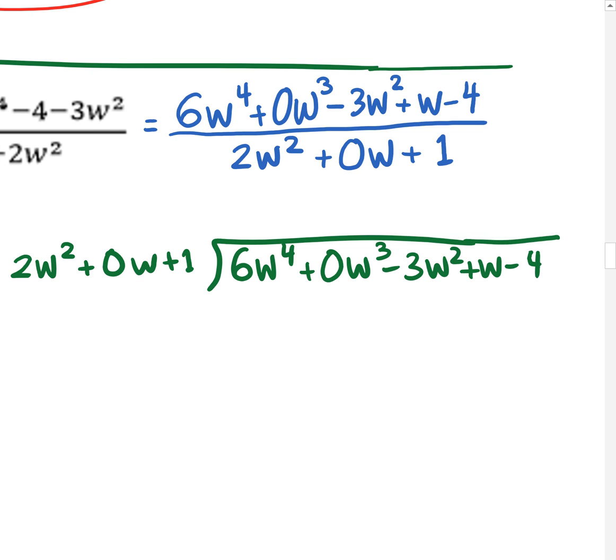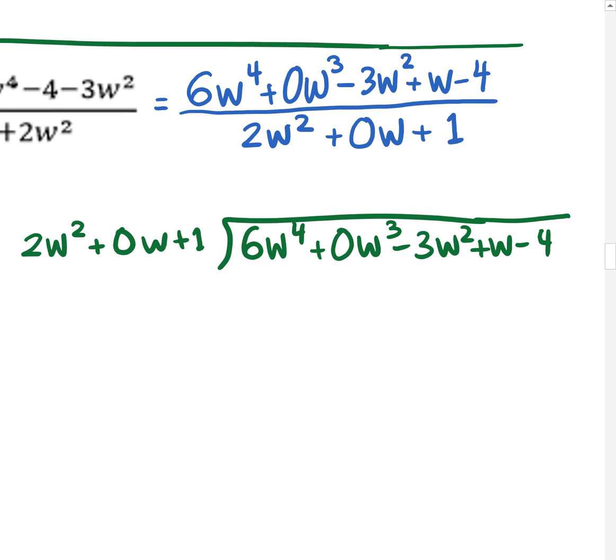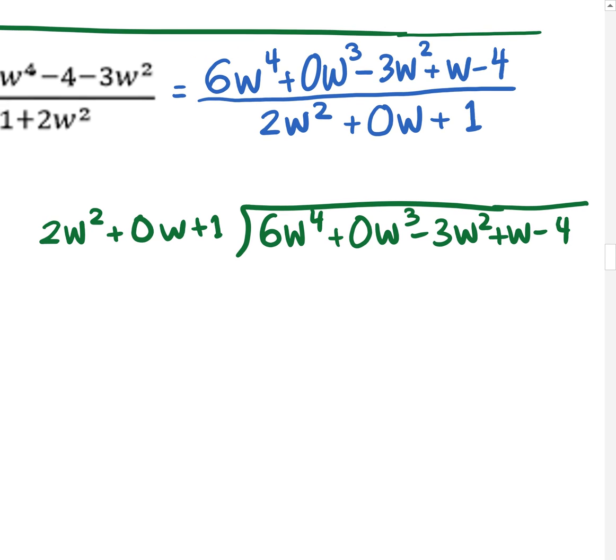So be careful. They have to have all the in-between terms. If they're missing them, you have to insert your own 0w to the whatever. But not only that, it has to be in the right order. You have to have them in descending order of powers. But once you set it up, the idea is the same from there.